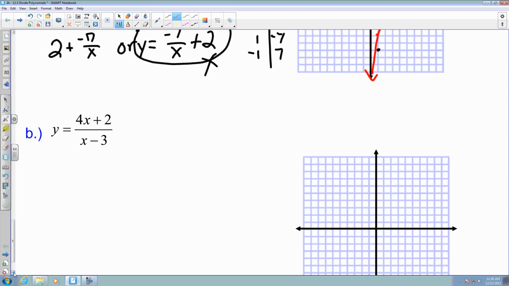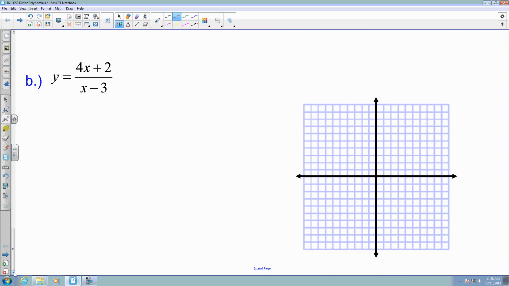Last example. So I got 4x plus 2 divided by x minus 3. So if I'm going to put the long division, I got x minus 3 divided by 4x plus 2.